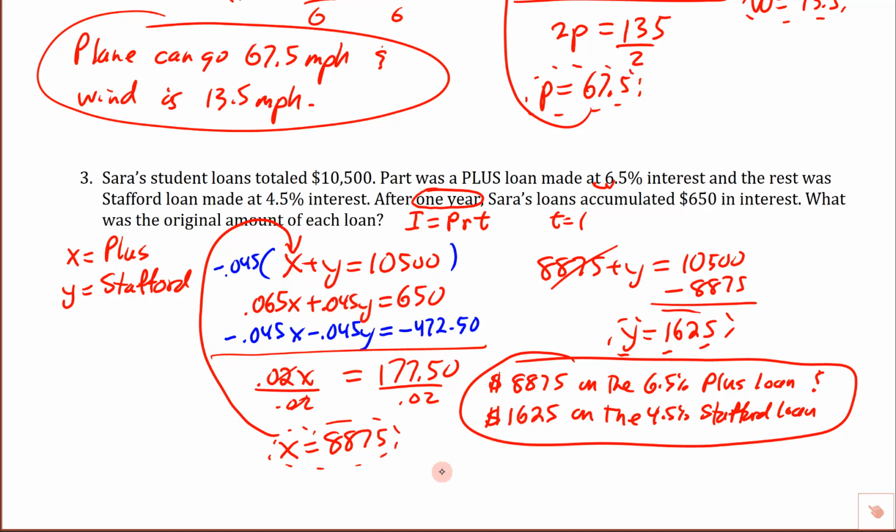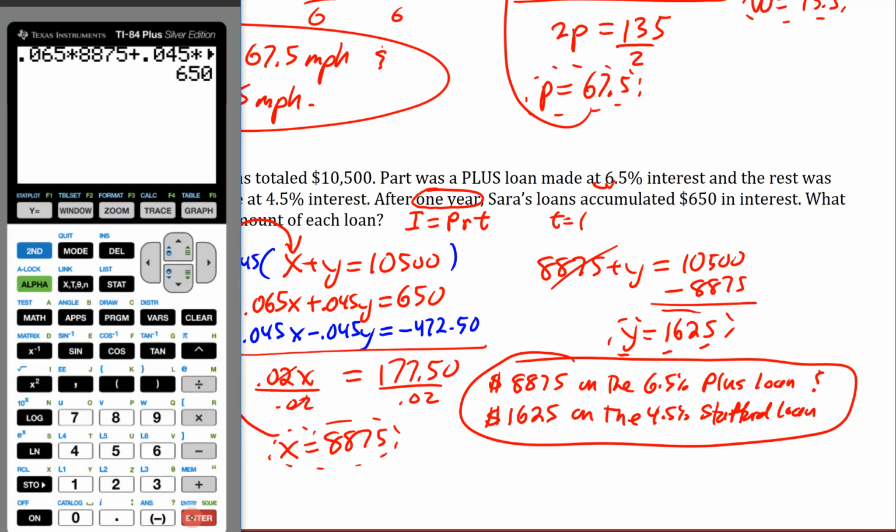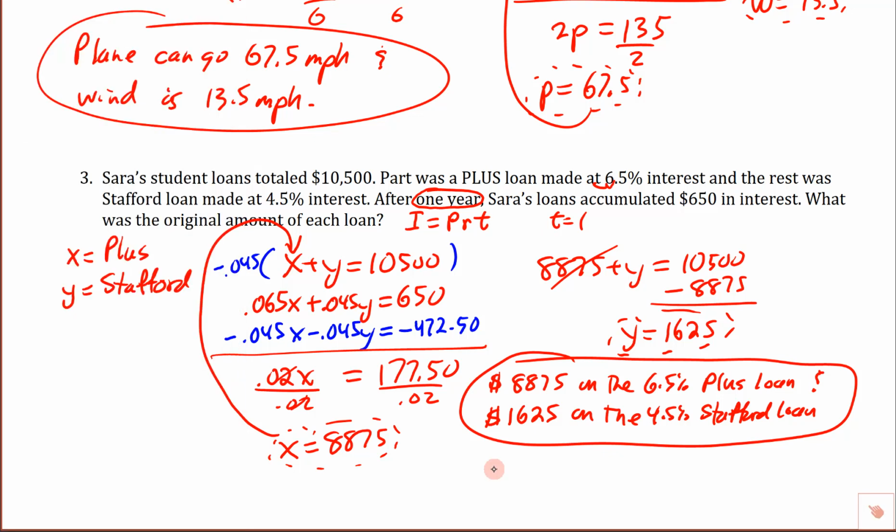So I'm going to pull up the calculator really quickly and do that. Okay, so I went in and typed that into the calculator. There's the 6.5% times the 8875. There's the 0.045, the 4.5%, times the 1625, and we do get that answer of $650. So that is the right answer to that one right there.